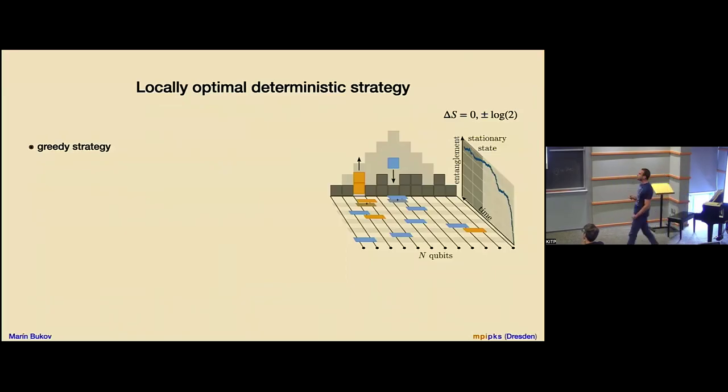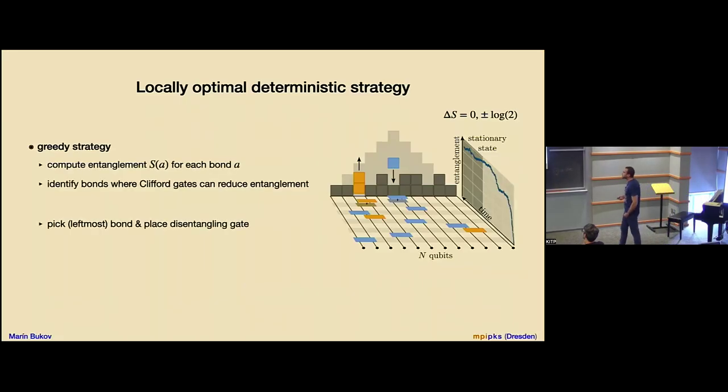So let me introduce the so-called greedy strategy. This is a deterministic strategy which proceeds as follows. First, the agent computes the entanglement across each of the neighboring bonds, and then it identifies those bonds where the Clifford gates actually can reduce the entanglement. Not every bond allows us to reduce the entanglement, but some of them do. Why? Because entanglement can only go up or down by essentially a unit of log 2 or stay the same, so there's an intrinsic constraint that comes from the dynamics.